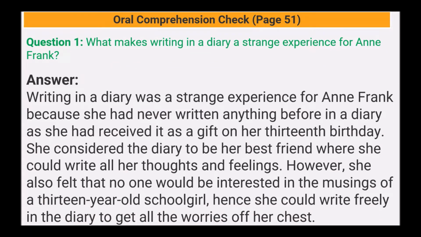Next is the oral comprehension check. This is on page number 51 of your textbook. The first question in that is, what makes writing a diary a strange experience for Anne Frank?